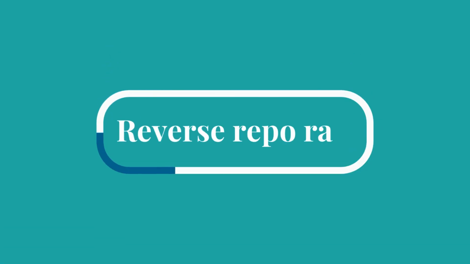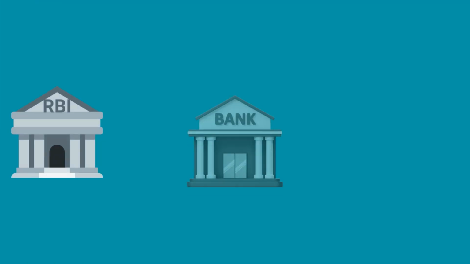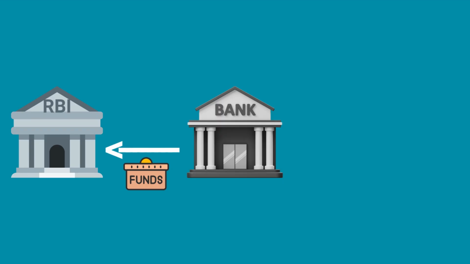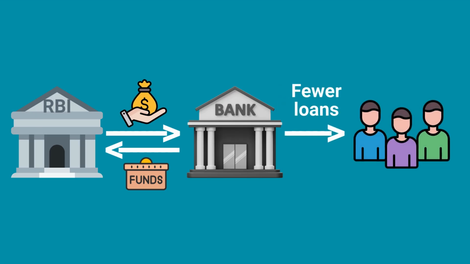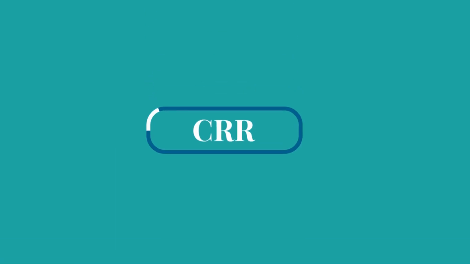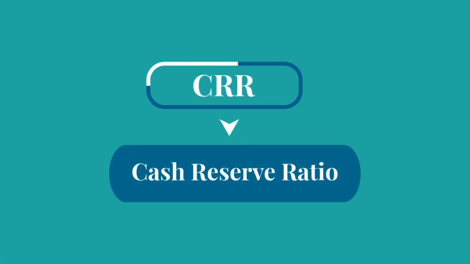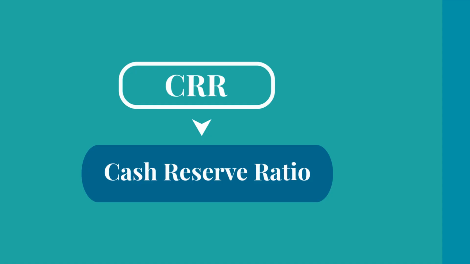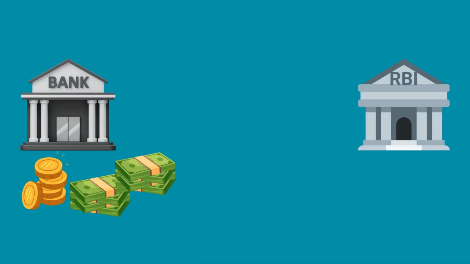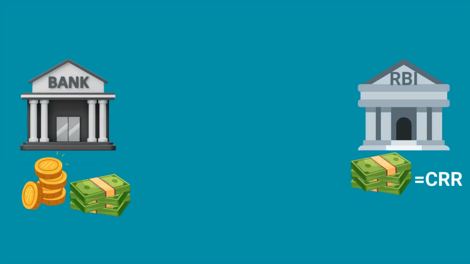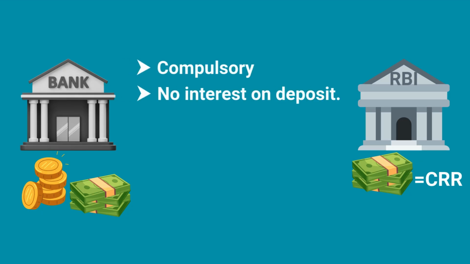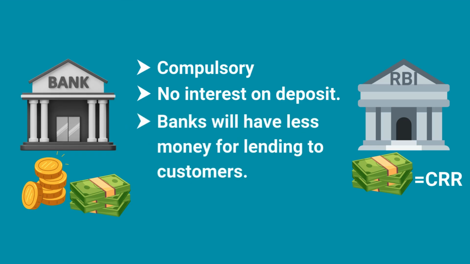The second is the reverse repo rate. Here, banks can keep their surplus funds with the RBI, for which they will get interest from the RBI. Now, banks will have less money to give loans to customers. The third is CRR, which stands for Cash Reserve Ratio. It is the mandatory percentage of a bank's total deposits that it must keep with the RBI rather than using it for lending or investment. Here, banks will not get interest on CRR.